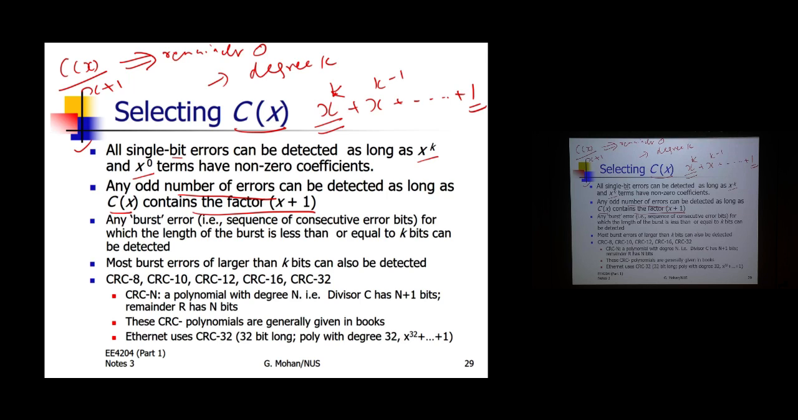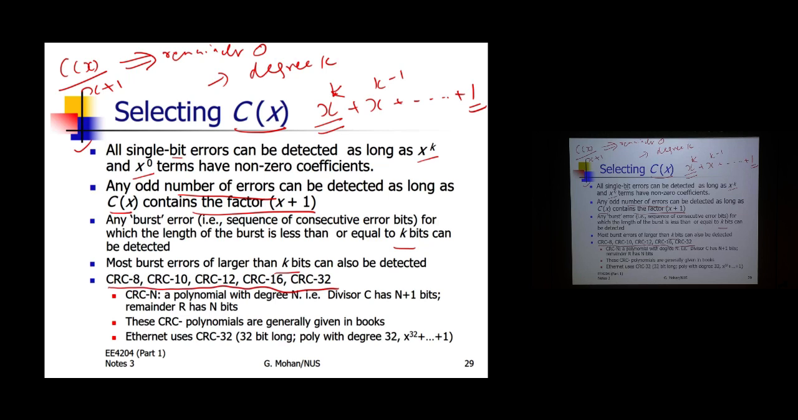Okay. Any burst error of length k is detected; burst error means consecutive bits are damaged. Let's say if k is 32, if 32 bits are damaged continuously, it can be detected. And in most of the cases, even if the burst error is longer than k bits, it could be detected.